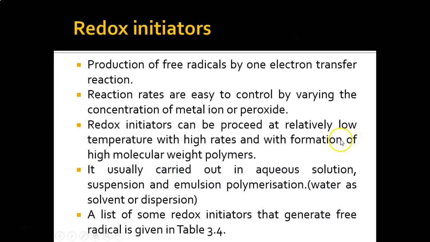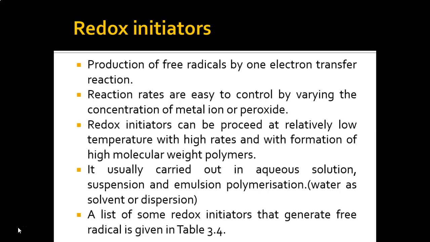Now we look at the redox initiator. Redox is the reduction and oxidation reaction which describes all the chemical reactions in which the atoms have changed their oxidation number. And the production of free radical by one electron transfer reaction rates are easily controlled by varying the concentration of metal ion or peroxide. Redox initiator can be processed at relatively low temperature with high rates and with formation of high molecular weight polymer. It is usually carried out in aqueous solution, suspension and emulsion polymerization, with water as a solvent or dispersion.